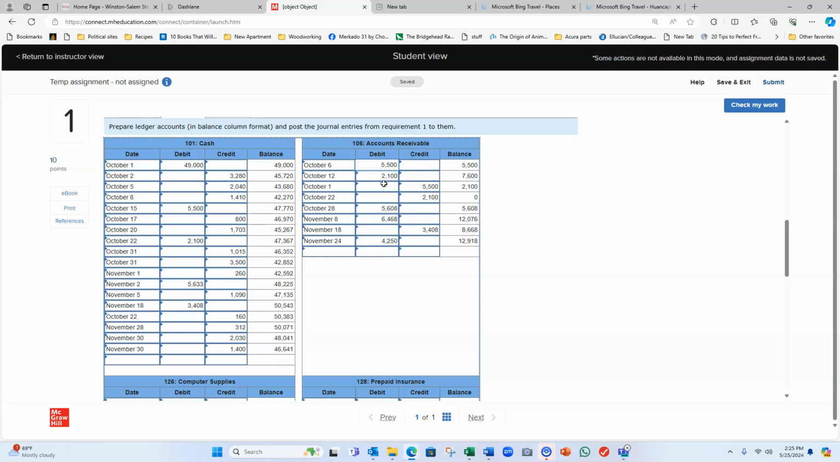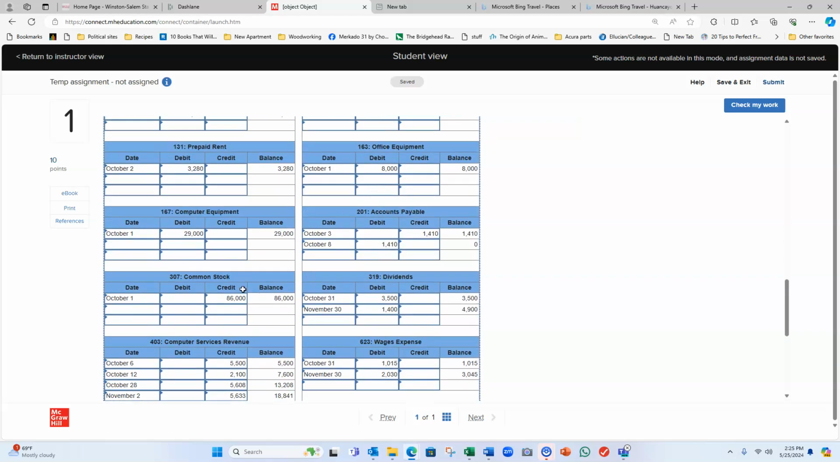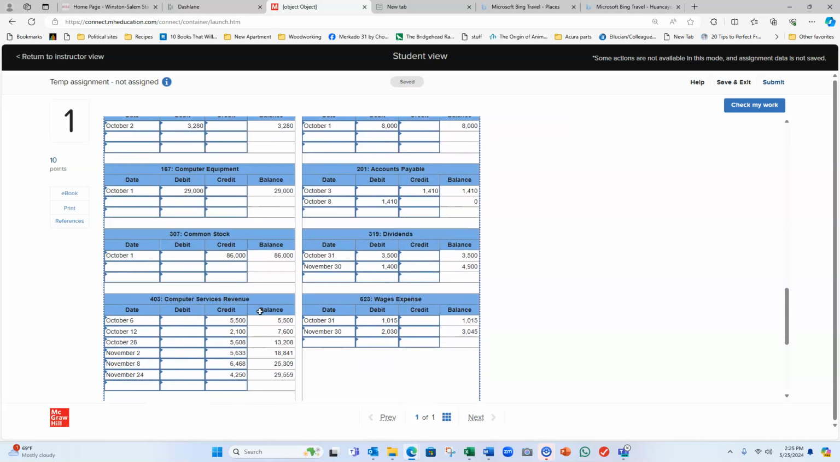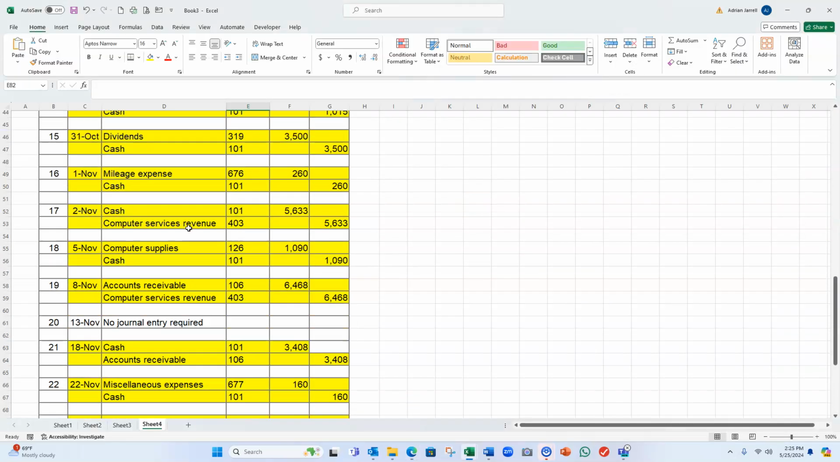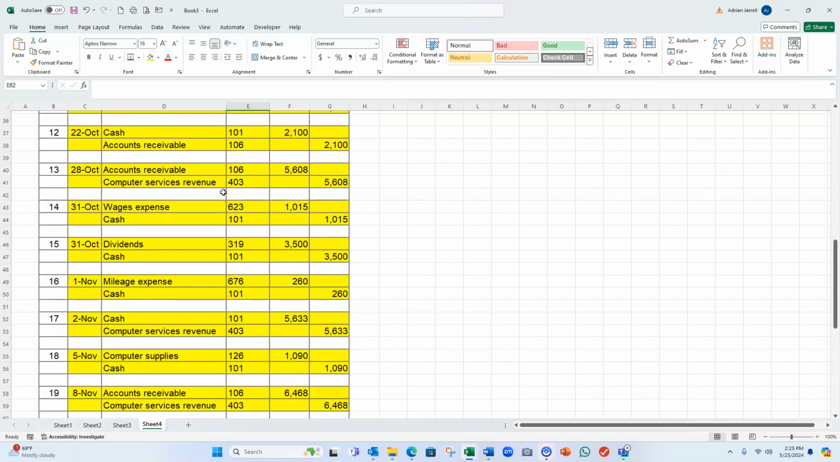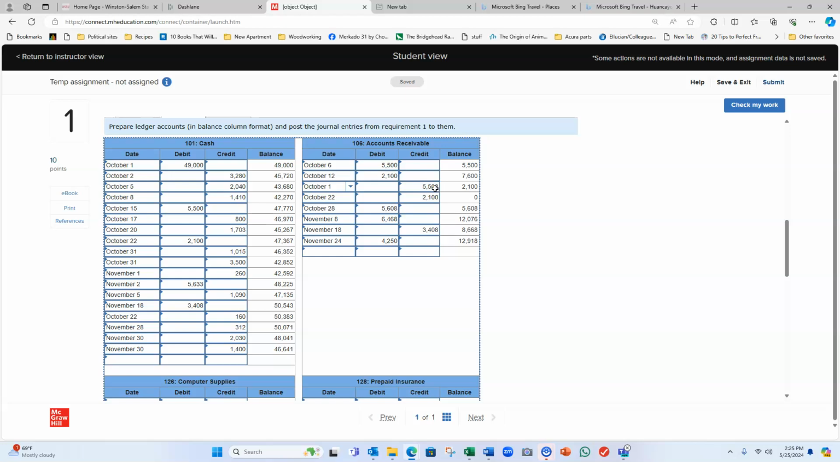October the 6th here. October the 6th. Debit and credit. When you see a credit to accounts receivable, you're probably going to see a debit to cash. So $5,500 credit to accounts receivable. And this is on October the 15th, by the way. Nope. Where was that? 5,500.